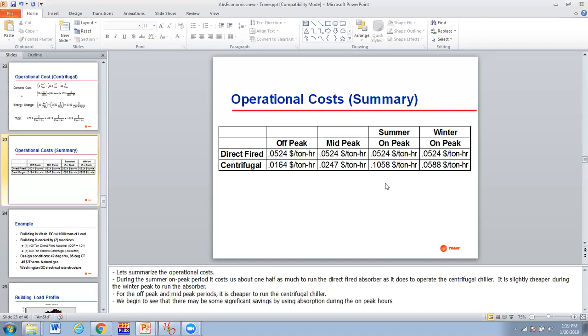But look at the on-peak. Now the centrifugal is 10.58 versus 5.24. So it's roughly twice as expensive during the summer peak. And during the winter peak, the centrifugal is slightly more expensive, so it really doesn't matter much. There's not much difference between these. But right here is the reason that these hybrid plants have perhaps decent economics.